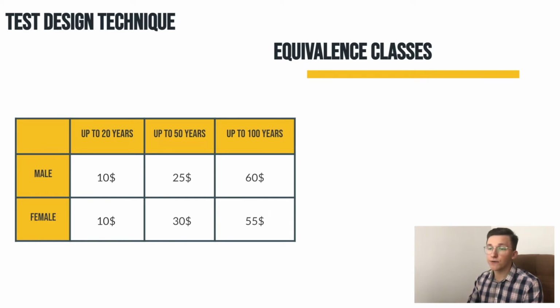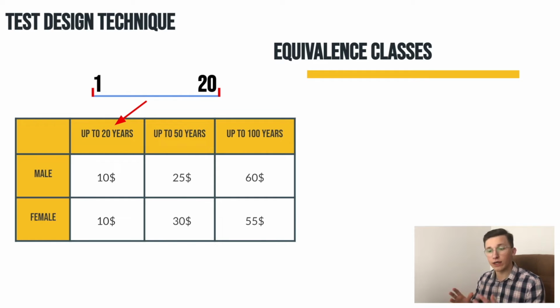So let's try to figure out the most important one for male, which is up to 20 years. The equivalence class for male up to 20 years will be the next one: all values from 1 to 20 are the equivalence class for male. Why is it? Because the output for all values inside of this range is the same. Output is absolutely the same. We expect that we will get 10 United States dollars. Yes, and we are probably not able to detect some kind of additional issues.